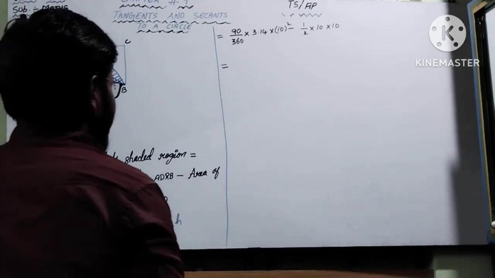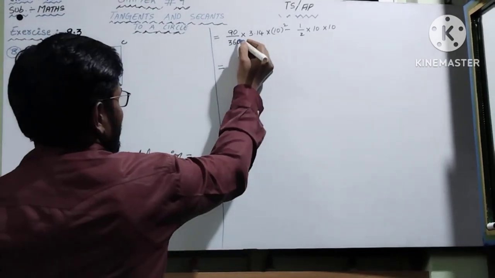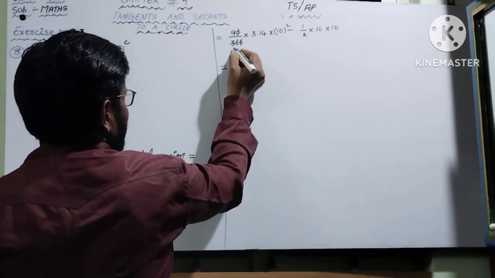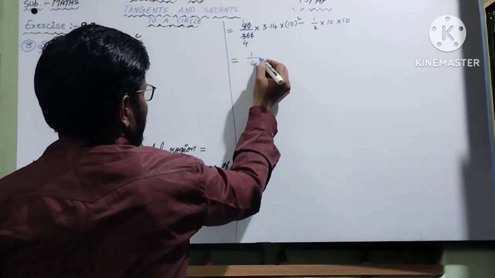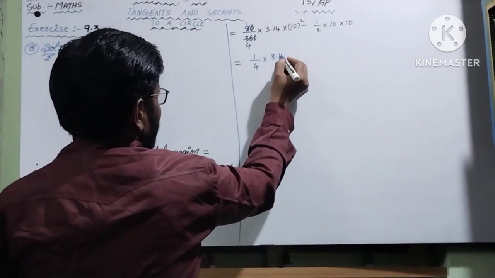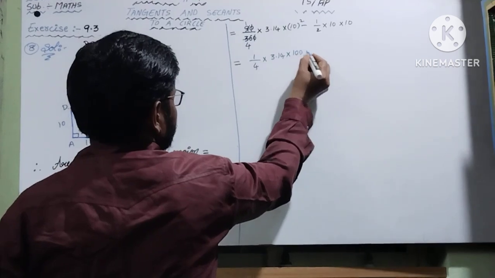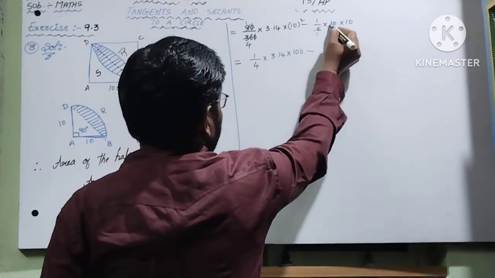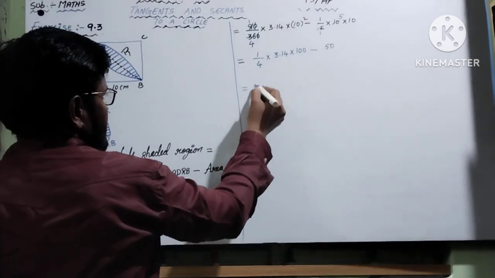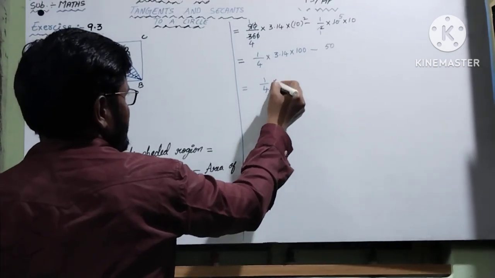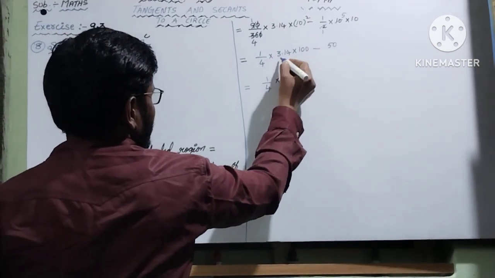Ones plus zeros first cancel here. Denominator and numerator zeros cancel. 9 4s are 36, 9 1s are 9. 1 by 4 into 3.14 into 10 10s are 100, minus 2 1s are 2 and 2 5s are 10, 5 10s are 50. Any doubts? Next step. 1 by 4 into 3.14 into 100, how much?